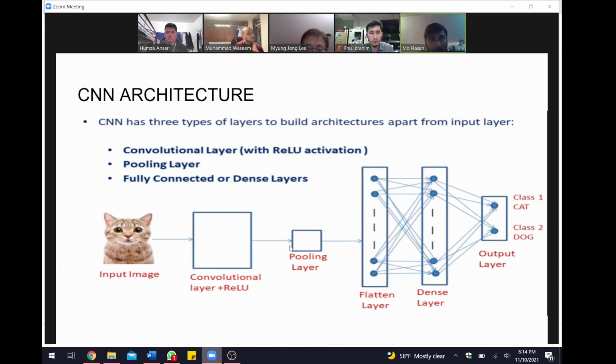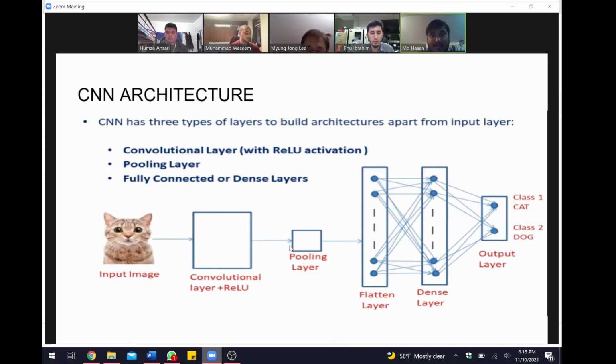And then the convolutional neural network architecture for a 2-class classification problem. So here we use 2 classes: one class is for cat, the other class is for dog. The input image is presented to the convolution layer, which extracts information from the input image.